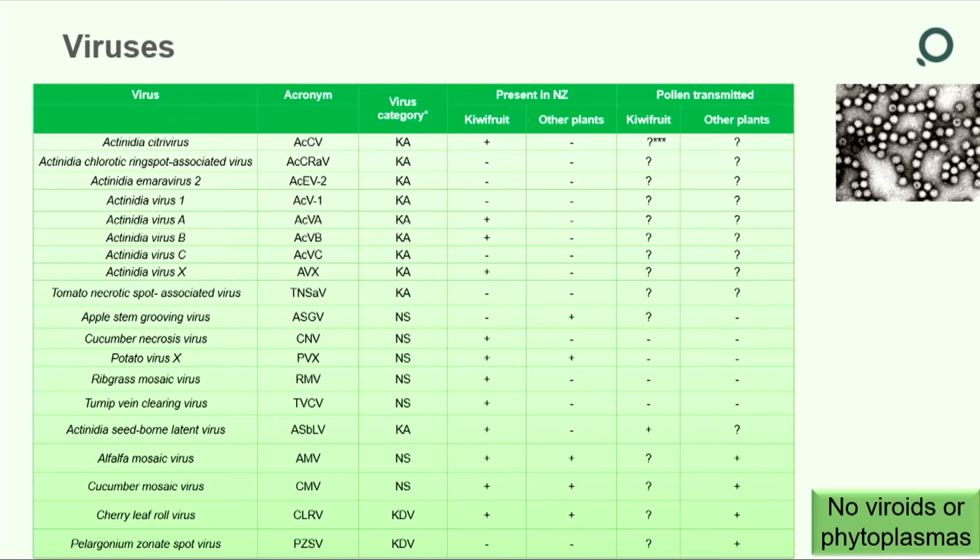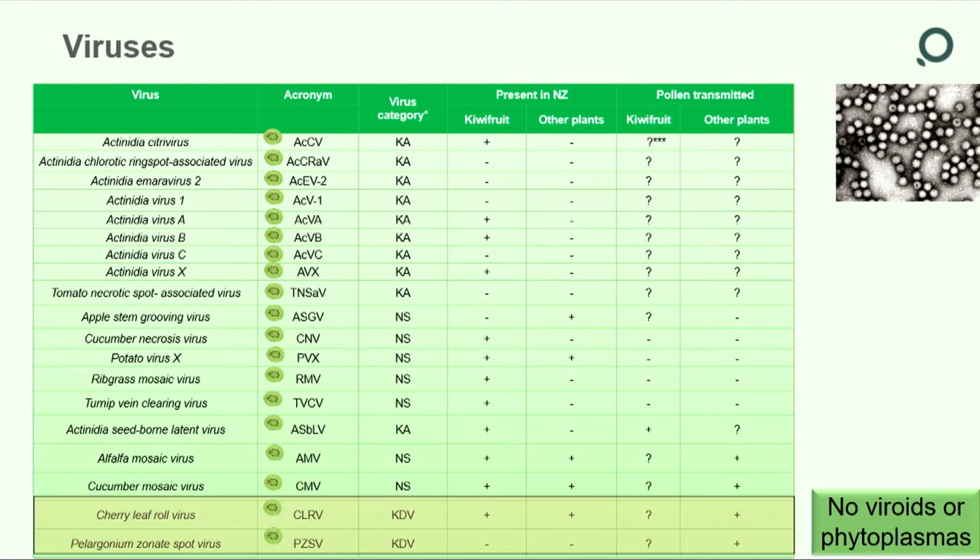So of those viruses, they're all found on kiwifruit, but not all of them are in New Zealand. And there's only one which has been proven to be pollen transmitted on kiwifruit, and that's Actinidia seed-borne latent virus, and that's a very new discovery. The 2 kiwifruit disease-inducing viruses are pollen transmitted on other plants, as are alfalfa mosaic virus and cucumber mosaic virus.